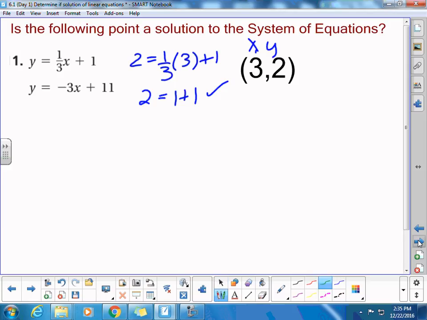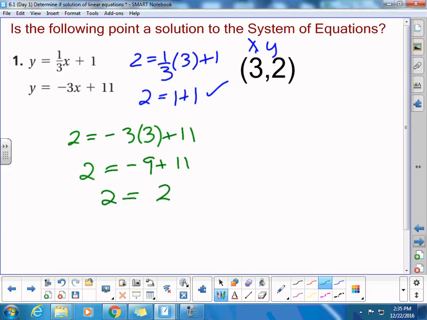Let's try it in the other equation. 2 equals negative 3 times 3 plus 11. Does 2 equal negative 9 plus 11? 2 does equal 2. So this is a solution because it works in both equations. Has to work in both, not just one.